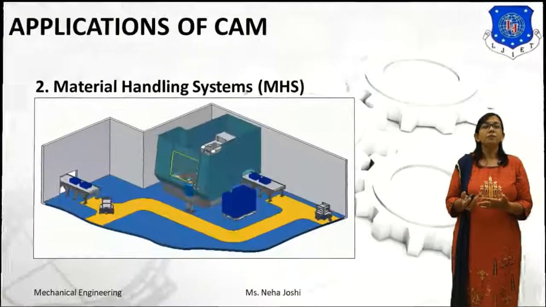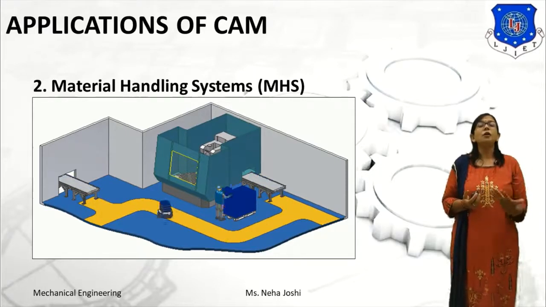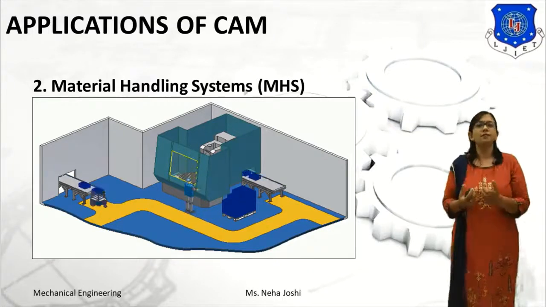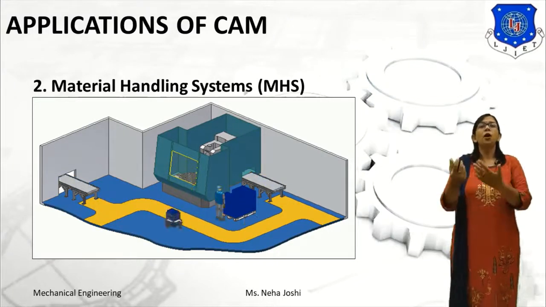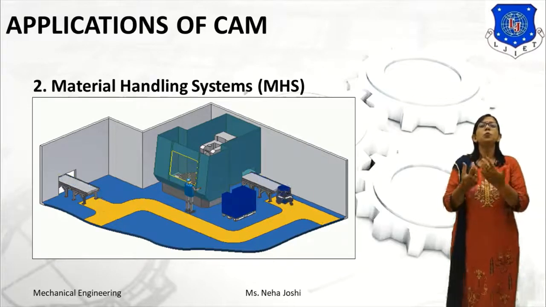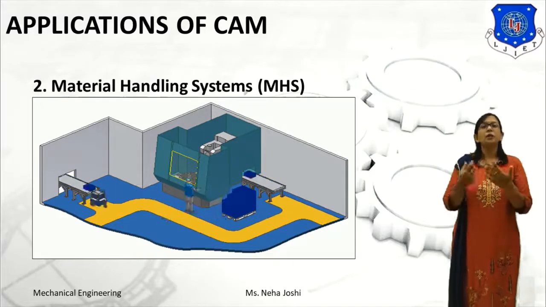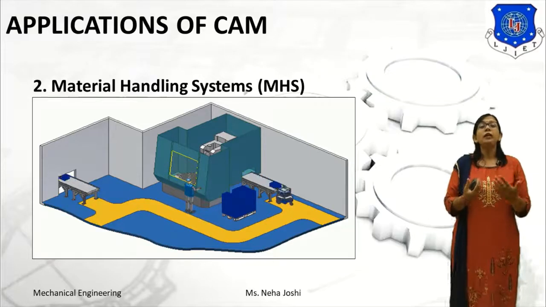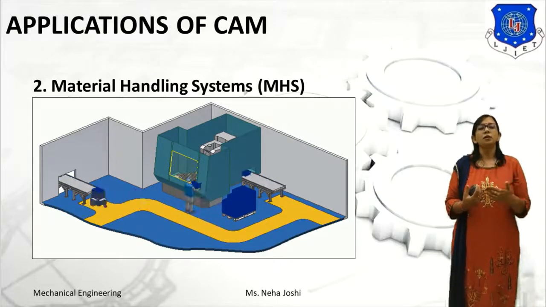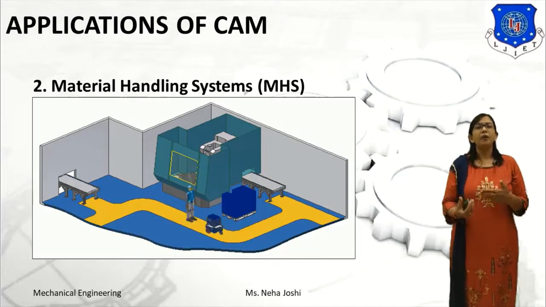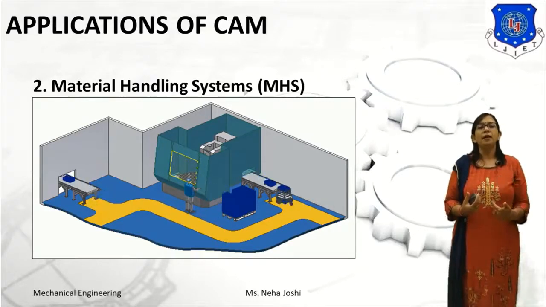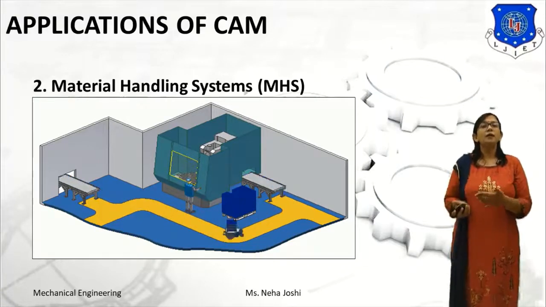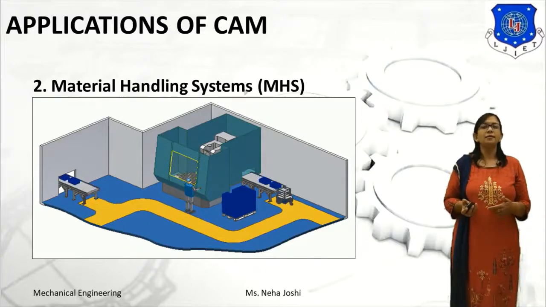Second application is material handling system. Now what is material handling system? Material handling is an integral part of the manufacturing industry. The protection, movement and control of the materials and the product throughout the process of manufacturing, disposal, distribution, warehousing and storage come under material handling. Using CAM, automatic material handling is possible. For that, automated guided vehicles and robots are used for the material handling. For storage of material, automated storage and retrieval is used. Here you can see how an automated material handling system works.